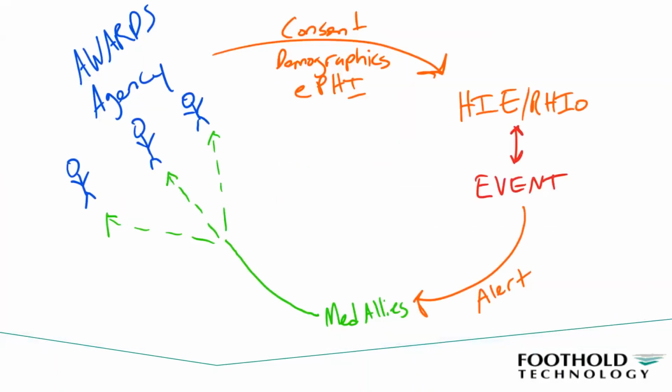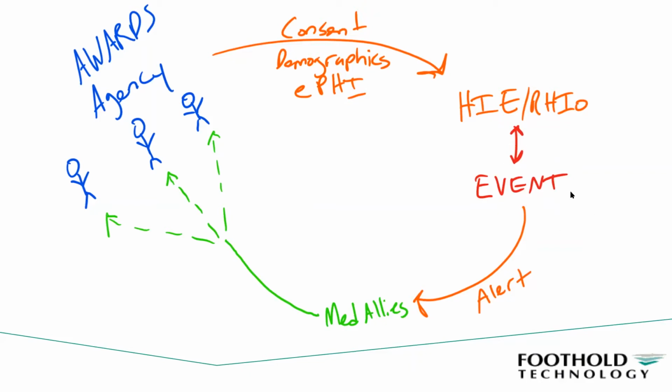And then just jumping back, I'm a horrific artist, but some of our clients have found this diagram strangely helpful. I just wanted to show how alerts work in awards because, like I mentioned before, I think that's the single biggest use case that our clients have really latched onto. So you can see we have our awards agency, and they're sending consent, demographics, and patient health information to the HIE or RIO. And then in red, we have our event that happens.